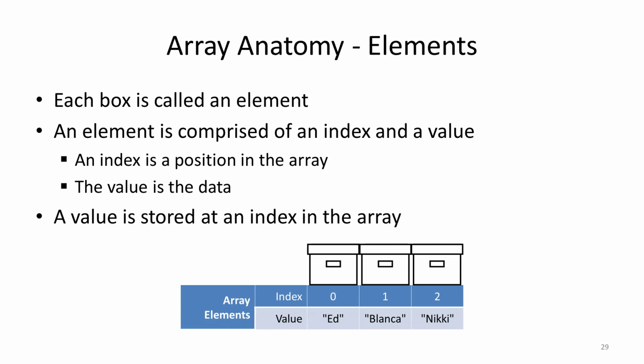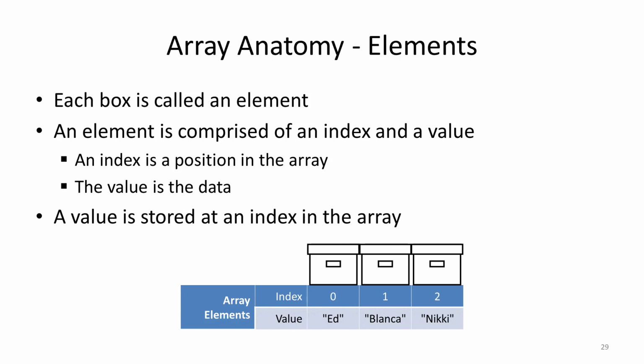Now, I'm saying at an index instead of in an index because the index is like an address. When you say your address, you would say I live at and then your address, rather than I live in and then your address. So an array is made up of elements, and an element is comprised of an index and a value. Each element in the array has an index and a value.